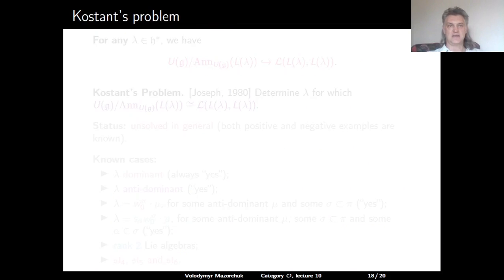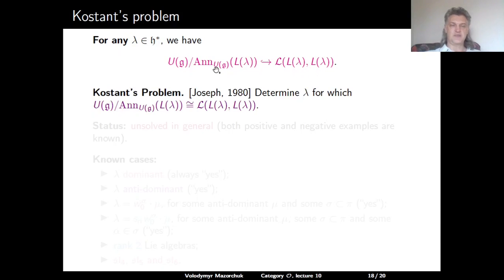Finally, let us discuss the classical problem related to Harish-Chandra bimodules, which is called Kostant's problem. For lambda in H, we have the natural injection of the Harish-Chandra bimodule UG quotient by the annihilator in UG of L lambda into the Harish-Chandra bimodule L lambda, L lambda. The corresponding Kostant's problem, which was popularized by Joseph in 1980, is as follows. Determine all lambda for which this natural inclusion is an isomorphism.